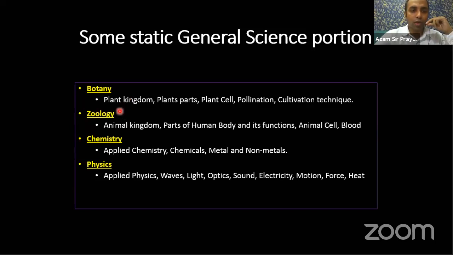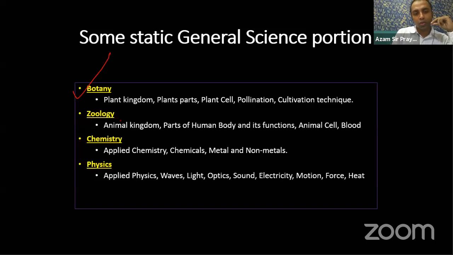In botany, you don't need to study much, you just need to study the plant kingdom, the various plant parts, plant cell, pollination and cultivation technique. Botany is important because India is an agricultural country, and being an agricultural country, botany becomes a little important. Different innovations in the field of agriculture are given more importance. So if not zoology or chemistry or physics, at least you should focus on the botany part.